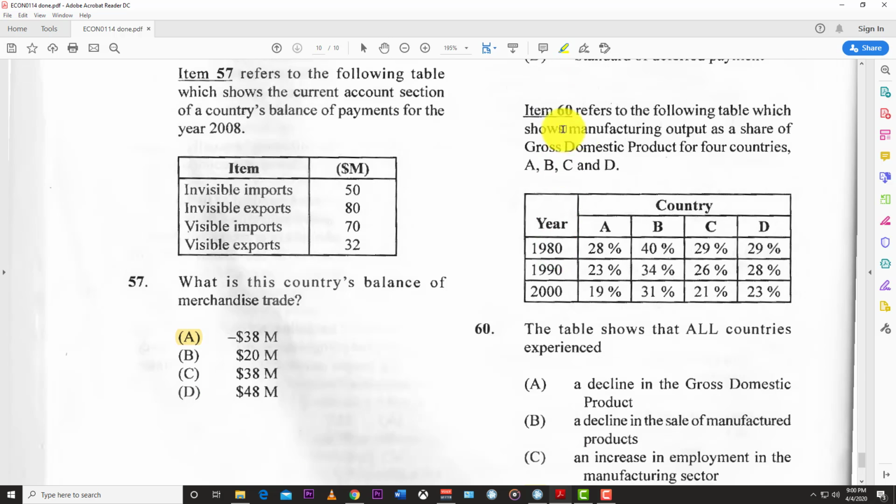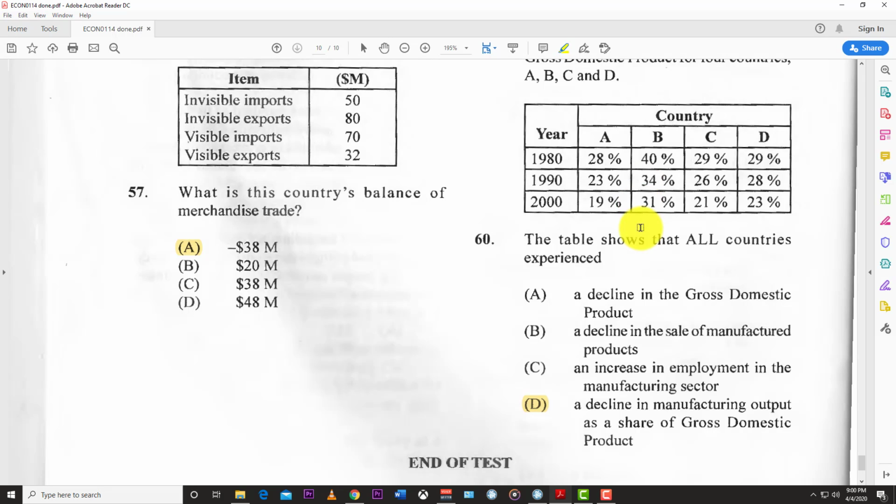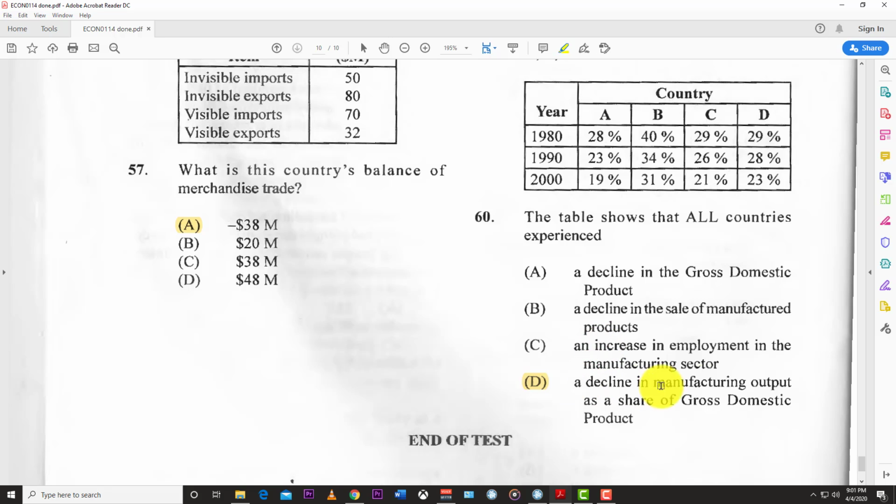Item 60 refers to the following table, which shows manufacturing output as a share of GDP, gross domestic product, for 4 countries, A, B, C and D. And so you see 80, 28, 90, 23, and 2019, same thing. So you realize that it started high and again it's going down. And what does it say? The table shows all countries experience, and the best answer is a decline in manufacturing output as a share of gross domestic product. So manufacturing is becoming a weaker and weaker contributor to the economy.